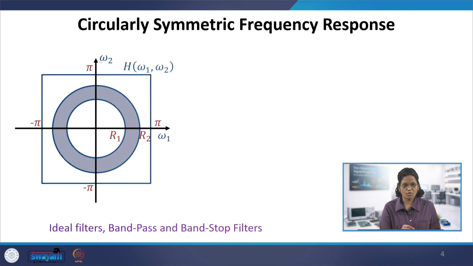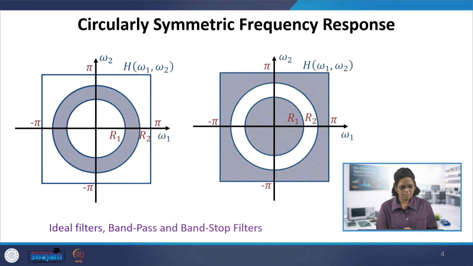Between R1 and R2 it forms a ring, the band of frequencies that would pass. Here the amplitude is 1, and in the white portions inside and outside the ring the amplitude is 0. This is for the band pass filter. For the band stop filter, only this particular white band is stopped, and the remaining band of frequencies is passed at the output. So H of omega 1, omega 2 of the circularly symmetric band stop filter has 1 inside R1 and 1 outside R2, and 0 between R1 and R2. These are the band pass and band stop filter structures whose frequency responses are shown here.